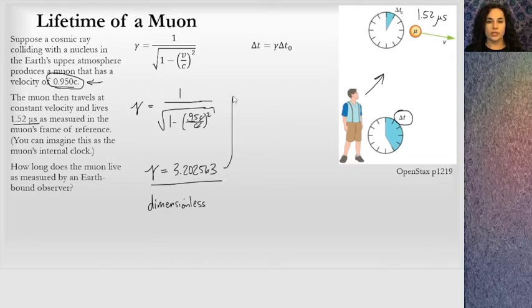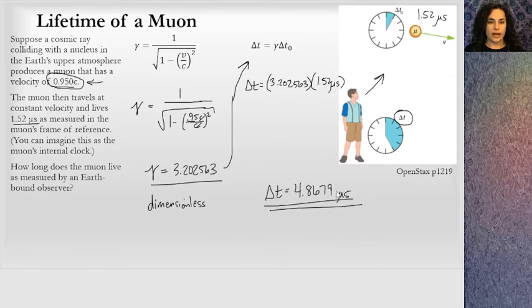I'm going to take this quantity and plug it into the time dilation equation here. I'm solving for delta t. So delta t will equal gamma times t naught. So I'm going to put 3.202563 and multiply by the 1.52 microseconds. I'm not going to convert it to seconds. I'll just leave it like that. And so for the delta t, I get 4.8679 microseconds. We can see that the person observing the muon thinks that the muon lives a lot longer than what the muon actually experiences.